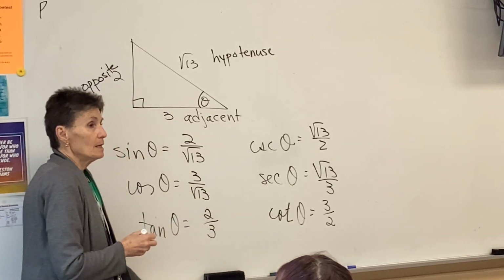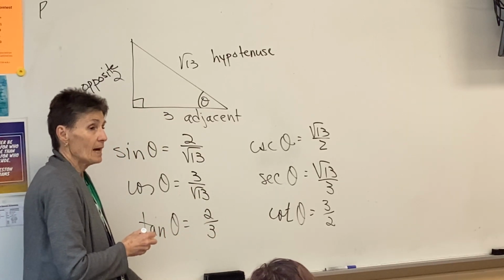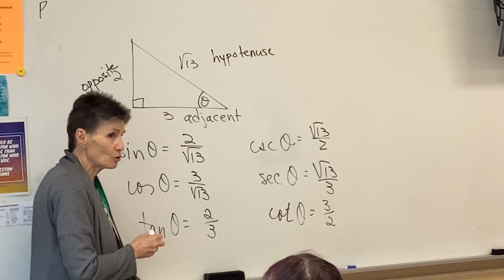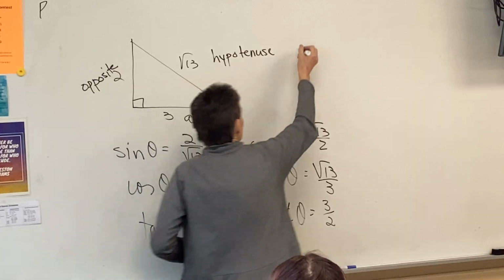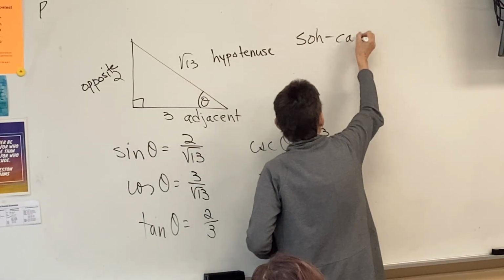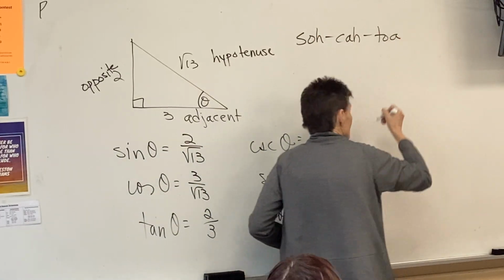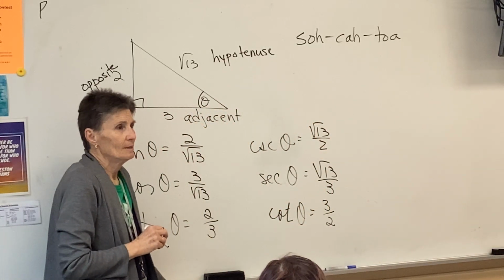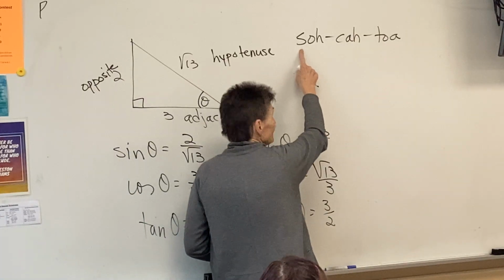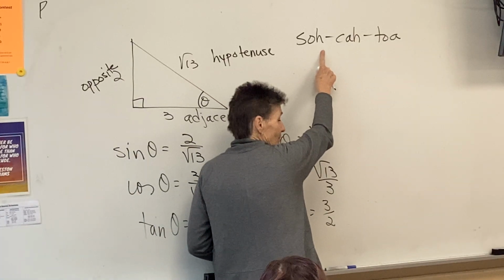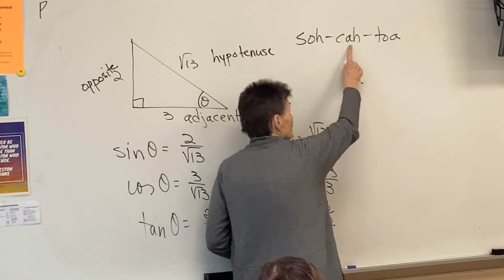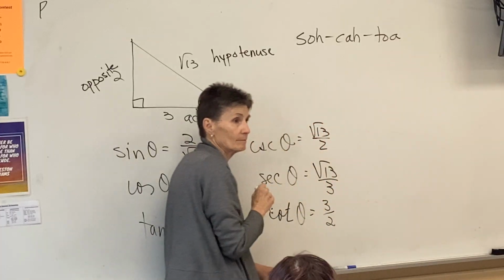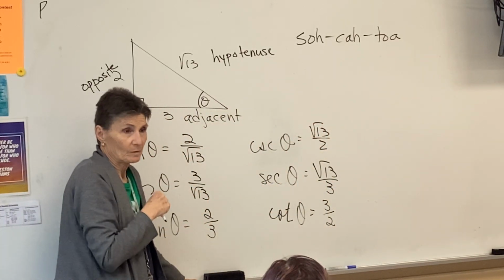Perfect. Now, to help you remember those definitions, there is a little mnemonic device that you've probably heard before. SOHCAHTOA, have you ever heard that? Chief SOHCAHTOA is the chief of the trigonometry tribe. Sine, opposite over hypotenuse. Cosine, adjacent over hypotenuse. And tangent, opposite over adjacent. Let's try the next one.